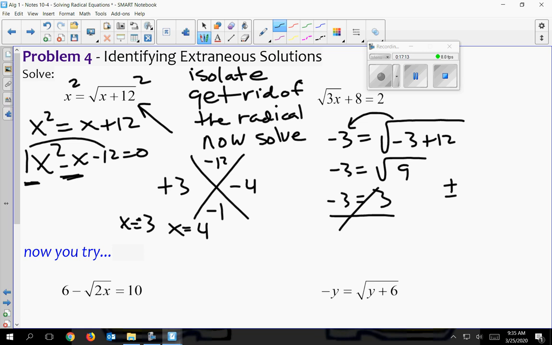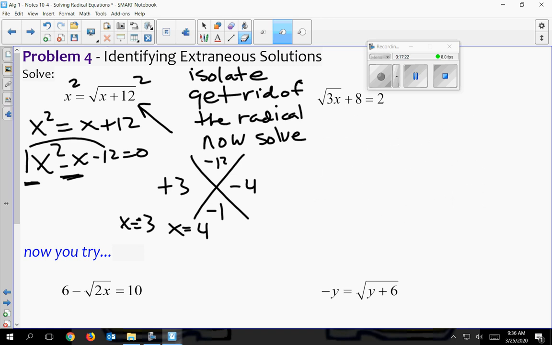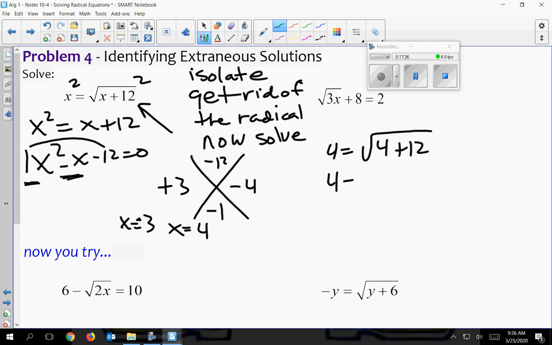Okay, but I'm not done because I had 2 answers. So I'm going to erase this over here and plug in 4. Okay, so I got x is now 4. So square root of 4 plus 12. Remember, you're plugging 4 in for both x's in the problem. 4 equals the square root of 16. So 4 equals 4. So that works. It's a solution, and it's not going to be extraneous. Okay. So that's how you do that particular one.